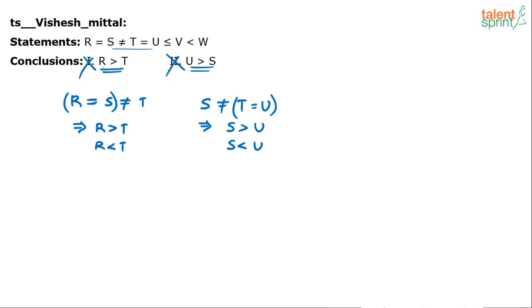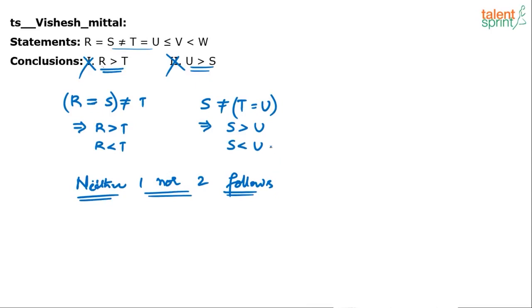So 1 does not follow and 2 does not follow. Now you may say neither 1 nor 2 follows. That can be said because 1 does not follow and 2 does not follow. Neither 1 nor 2 follows.